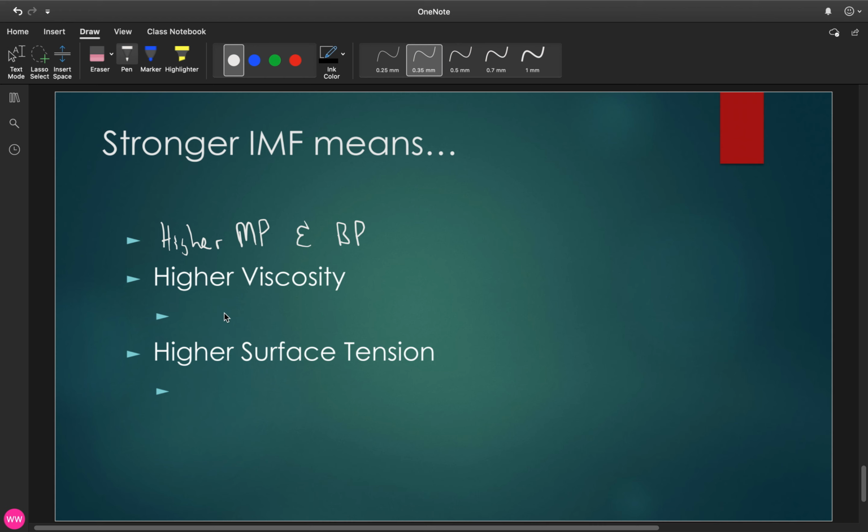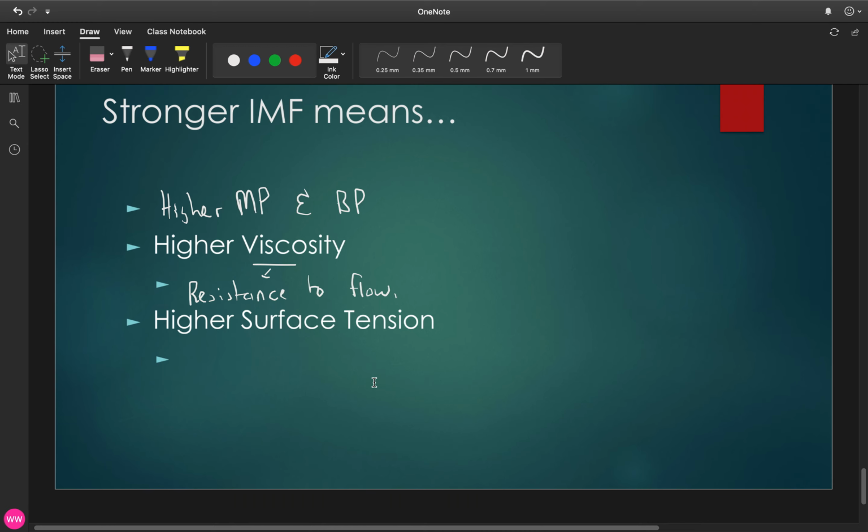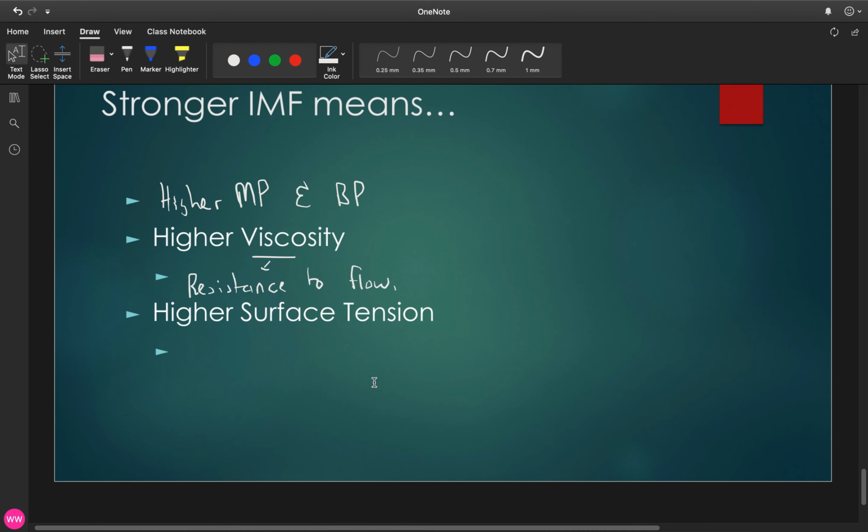They'll have higher viscosity, and viscosity just refers to the resistance to flow. Things that are going to be viscous are going to be like maple syrup or molasses. And last but not least, stronger intermolecular forces means the substances will have higher surface tension. And surface tension refers to the resistance to an increase in surface area.